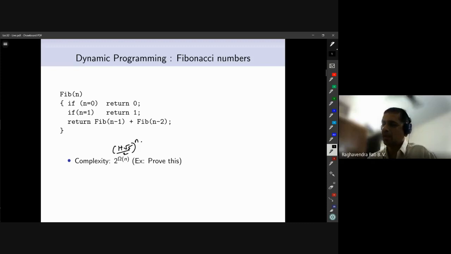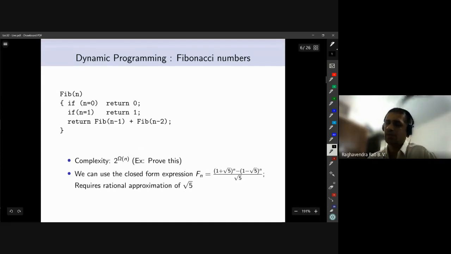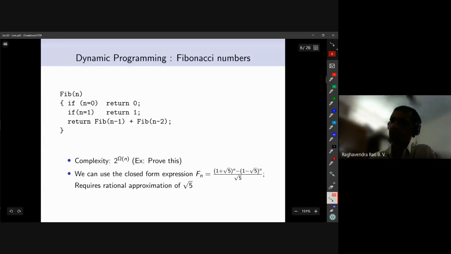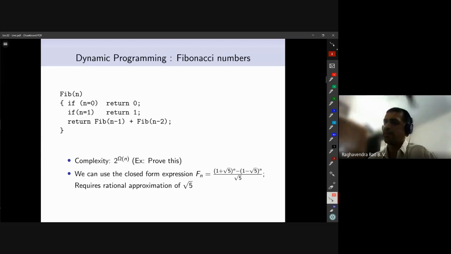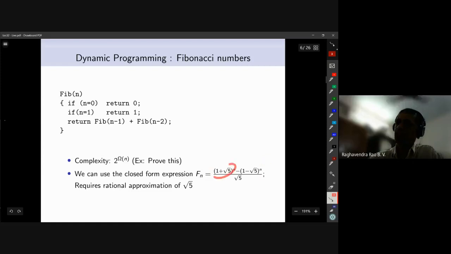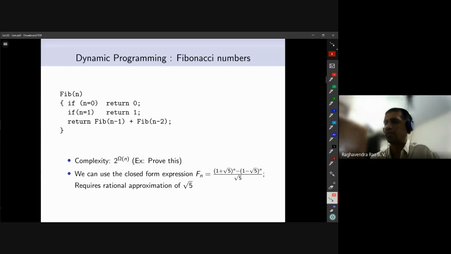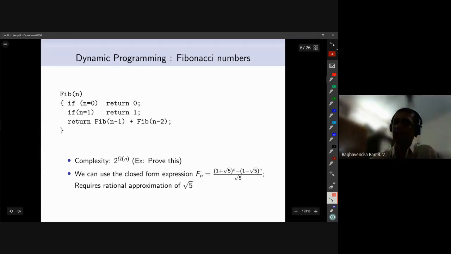Okay. So one way is to use our famous closed form expression for the Fibonacci sequence, using the golden ratio. I hope this is right. So this gives you an explicit formula. All you have to do is powering: multiply this n times, multiply this n times, and divide by root 5. But the problem is that square root of 5 is not even a rational number. So managing it is difficult because the end value is going to be an integer.